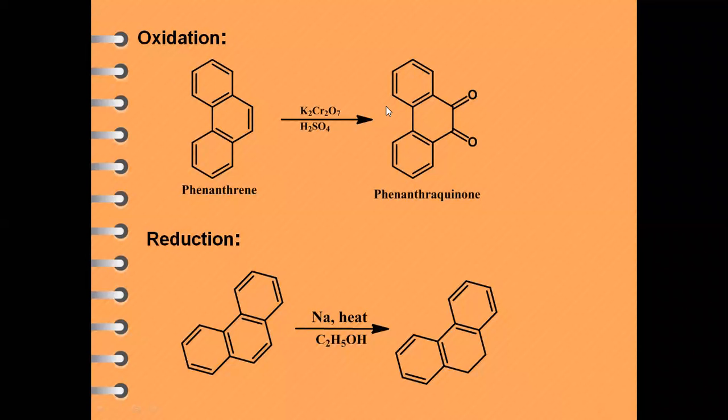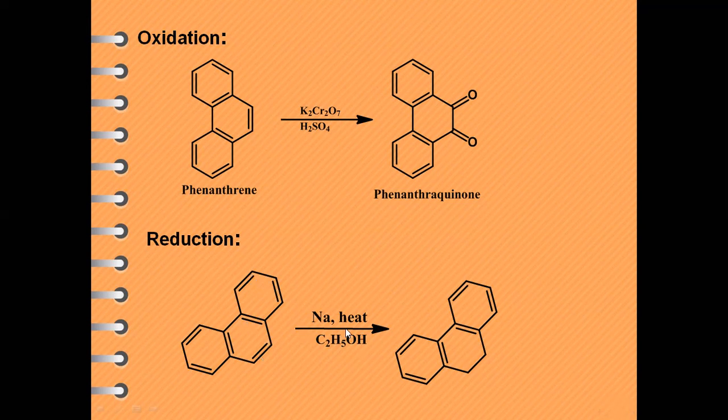This is an orange solid having a melting point of 208 degrees centigrade. Now, this is the oxidation of phenanthrene. Moving towards the reduction of phenanthrene, if oxidation takes place at the 9th and 10th position, we know the 9th and 10th position of the phenanthrene nucleus is very reactive. So reduction also takes place at that position only, that is 9th and 10th.